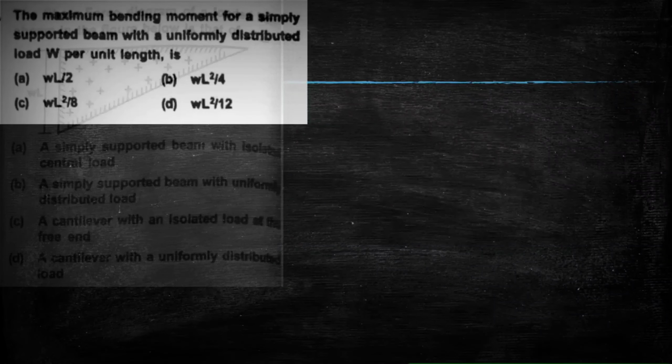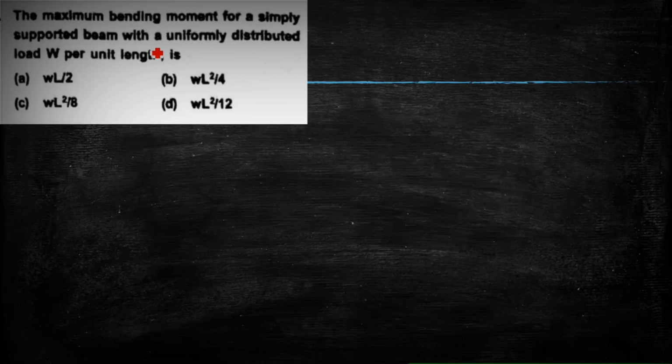Moving to the next question: the maximum bending moment for a simply supported beam with uniformly distributed load of W per meter length is, for a simply supported beam, the maximum value for uniform distributed load is WL square by 8.